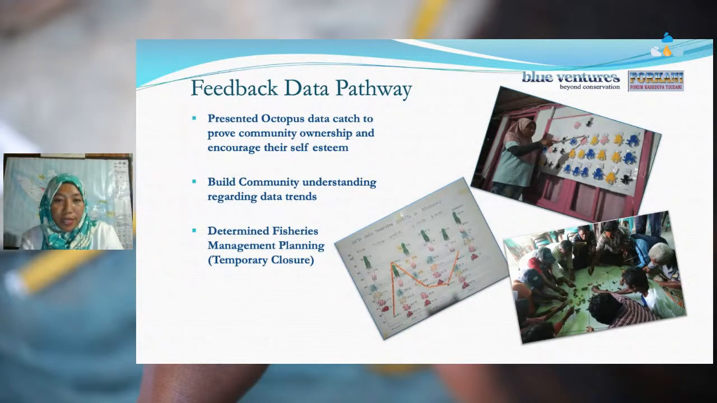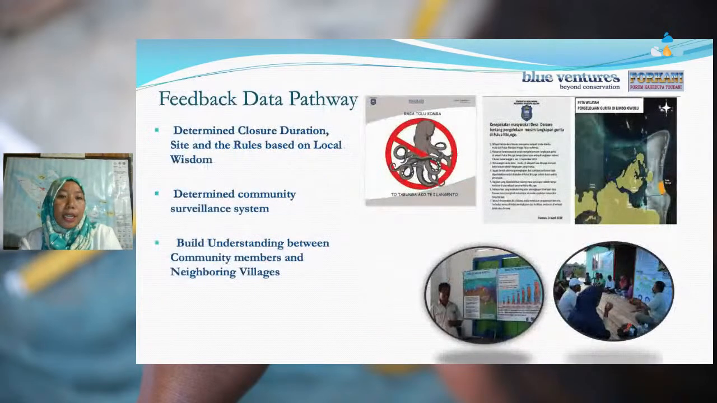So we arrange a game about temporary closure, spillover, and overfishing, so it can bring them to realize what they need to change in their fisheries management. And after deciding on temporary closure as the management planning, we determine the closure duration, site, and the rules based on local wisdom.